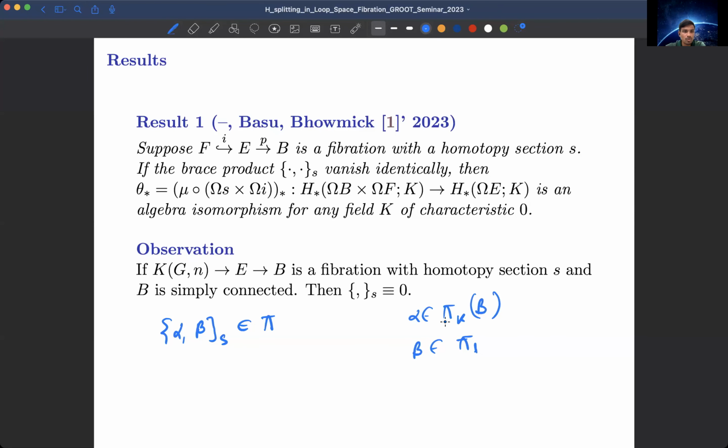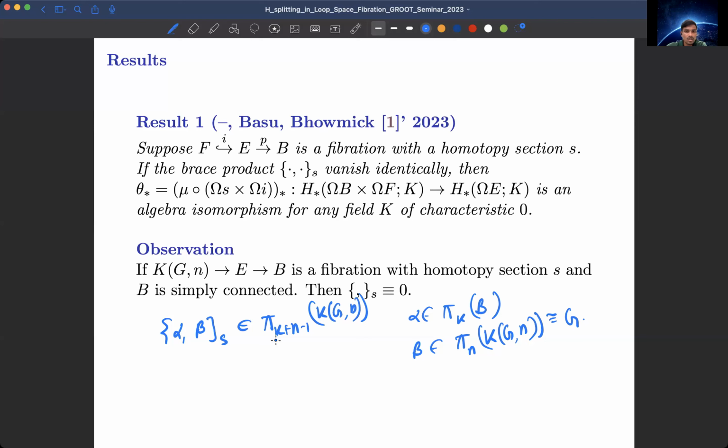homotopy group of this thing, but the only homotopy group here is in degree n. So I should consider only the non-zero thing. So pi n of K(G,n), which is just G, right? So if I take one element from the homotopy groups of the base and another from the only non-zero homotopy group of the fiber, G, then consider the Base product of those things. That will land in pi k plus n minus 1 of this K(G,n).